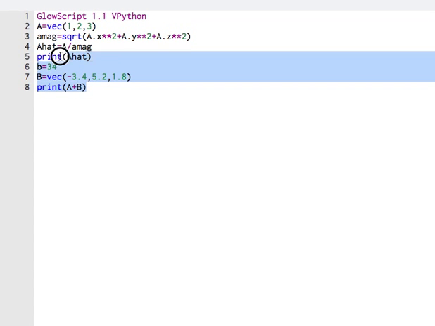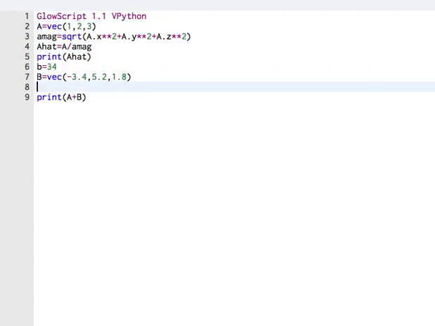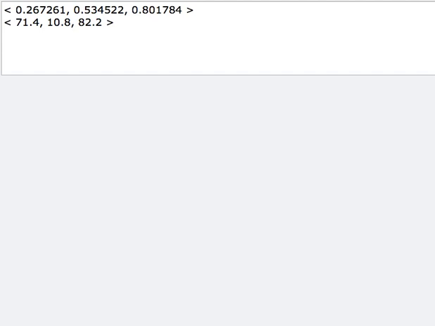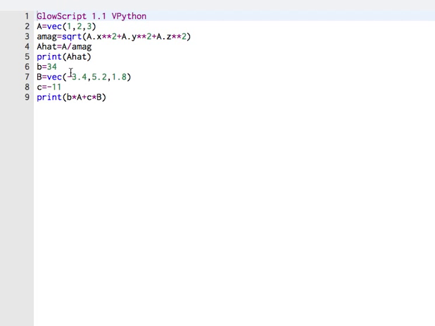What about, let's get rid of all this stuff. Let me do something else. Let's say B equals 34, C equals negative 11. And now what if I do print B times A, the constant B, plus C times B. You can multiply a scalar times a vector, and it will do that. And I assume that's the correct answer right there. Not really going to check.